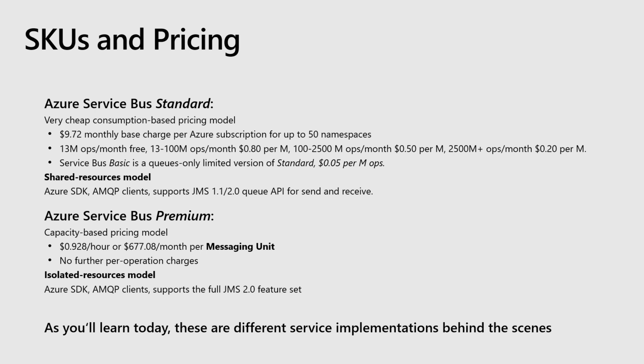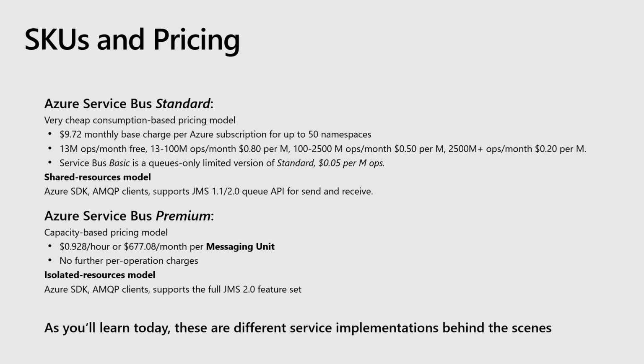And then there's another Service Bus basic version, which has only queues, and that's purely just consumption-based, 5 cents per million operations. That is super cheap. It is not expensive at all, and that's something that you can do a lot of work with already. And that is using a shared resources model. What that means is I'm also going to explain.